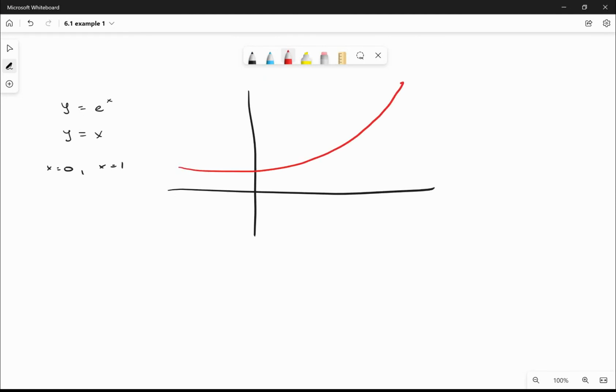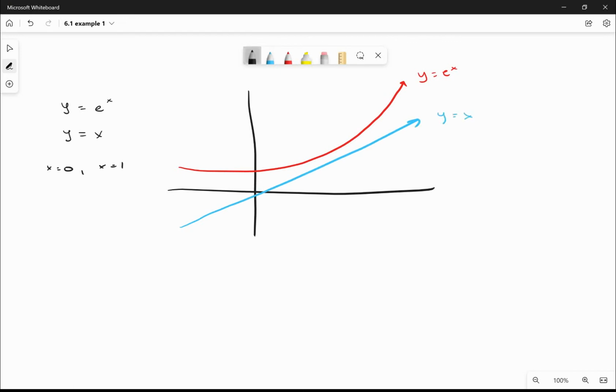That we'll put in red, right? It just looks like this, right? It crosses the y-axis at y equals 1. And then our curve y equals x we'll do in blue, it's just the diagonal line y equals x. I know that's not perfect, I can make that a little bit better. Okay, so this is y equals x, right?